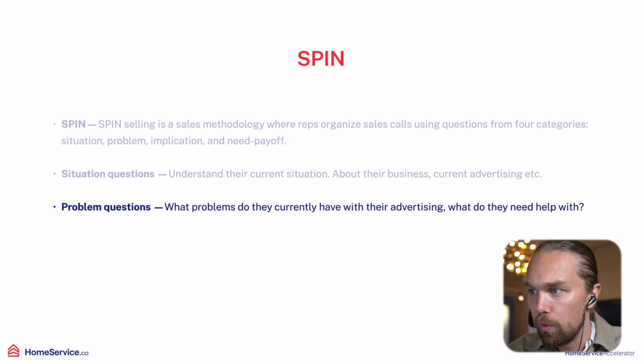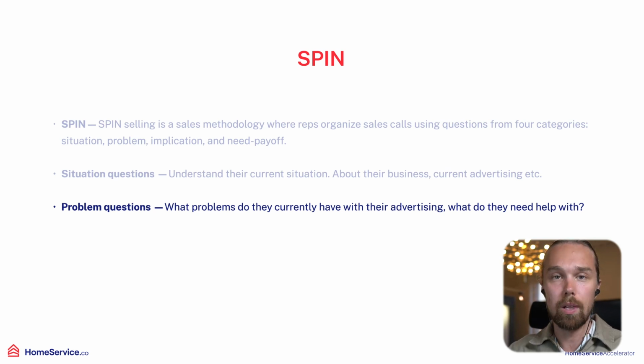The next type of question is the problem questions, right? So what problems do they currently have with their advertising or in their business? What do they need help with? A problem question could, for example, be, okay, so how do you generate leads right now, John? Yeah, we do Google Ads and door knocking.